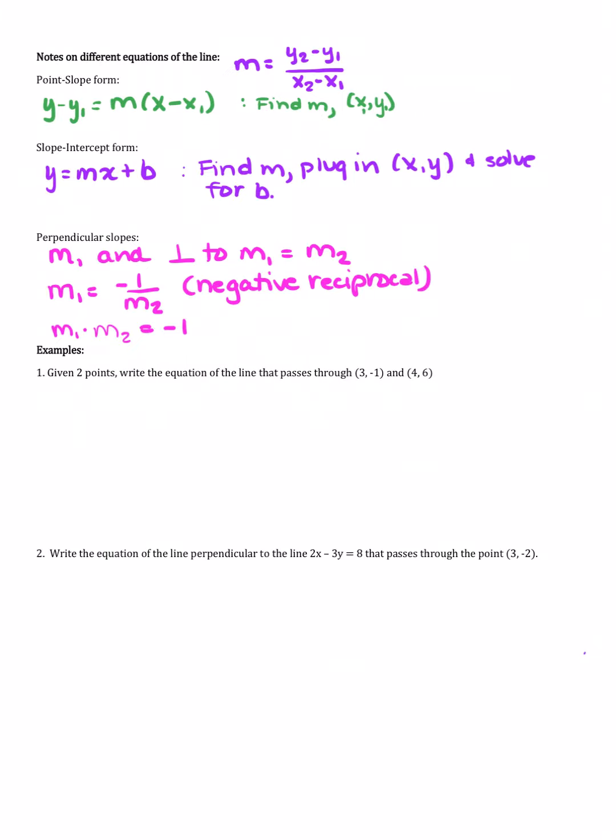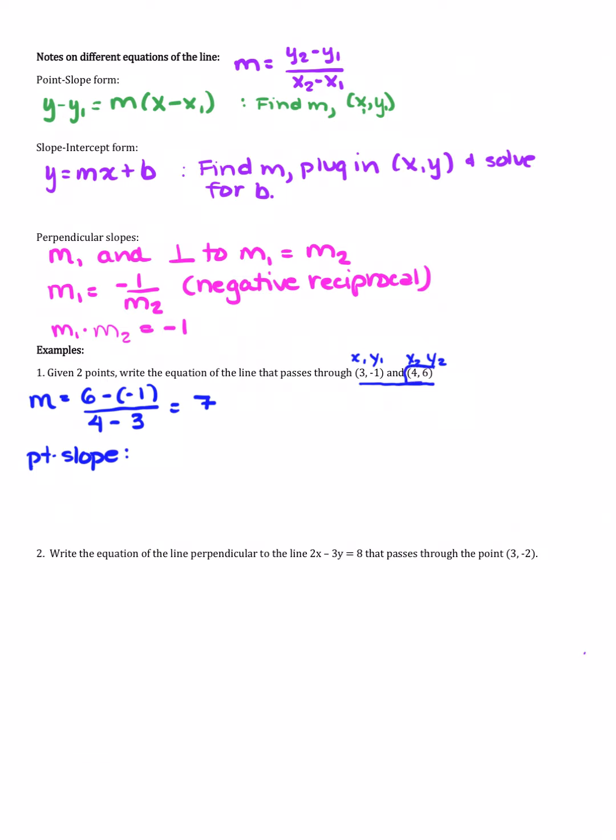Given 2 points, write the equation of a line that passes through these 2 points. I'll call this one x1, y1, this one x2, y2. The first thing we want to do is find our slope. So the difference of our y's, 6 minus negative 1, over the x's, 4 minus 3. Make sure you go back to the same coordinate that you started with on top. When we simplify that, we get 7 over 1, which is just 7. So there's my slope.